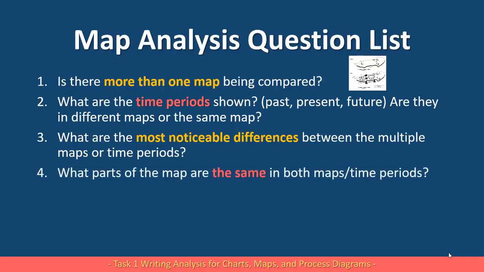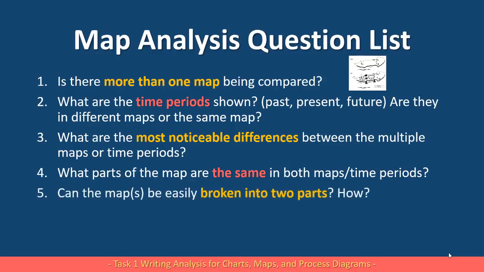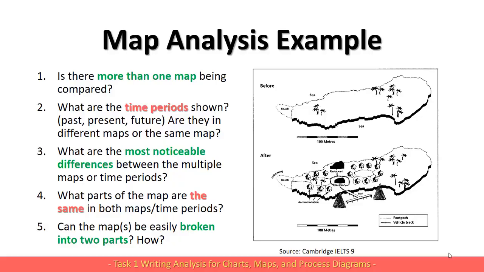Number 4, what parts of the map are the same in both maps and time periods? And number 5, can the map or maps be easily broken into 2 parts, and how? All right, interesting stuff. Let's look at an example map.